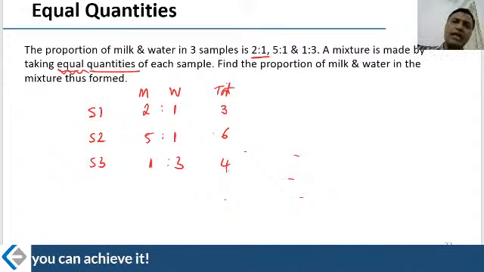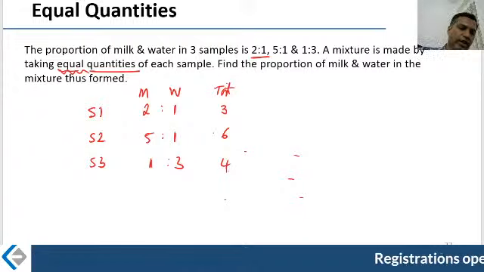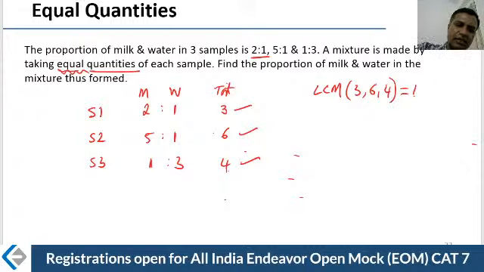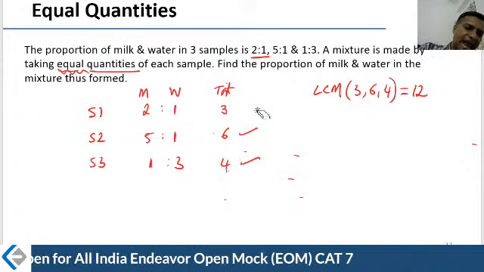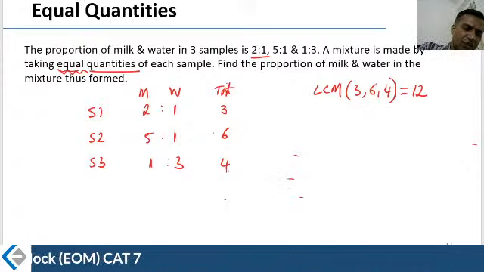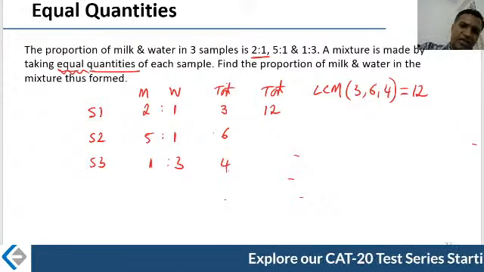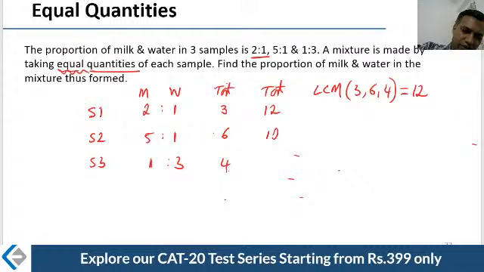Whenever you want to equalize certain things, you have to go back to the LCM. Now look at 3, 6, and 4. What is the LCM? LCM of 3, 6, and 4 is 12. What do you mean? Make everything 12. There is a 3 here, make it 12. Make the total 12. There is a 6 here, make it 12. Decision made. We have decided to make it 12.